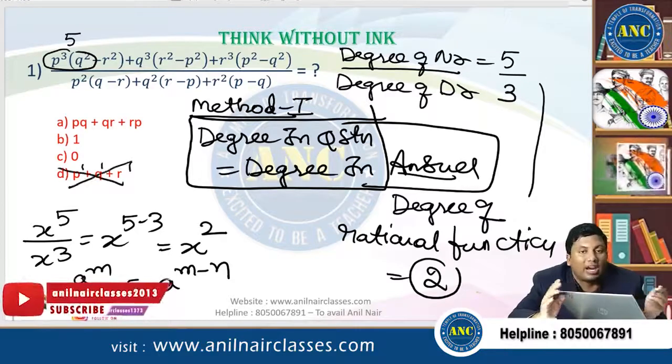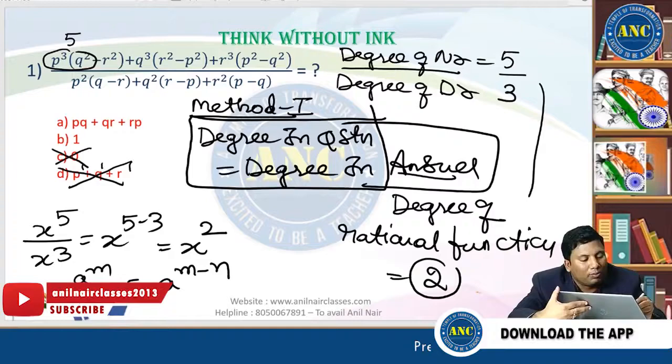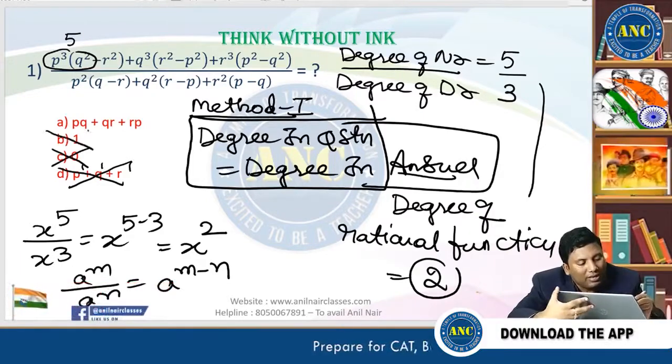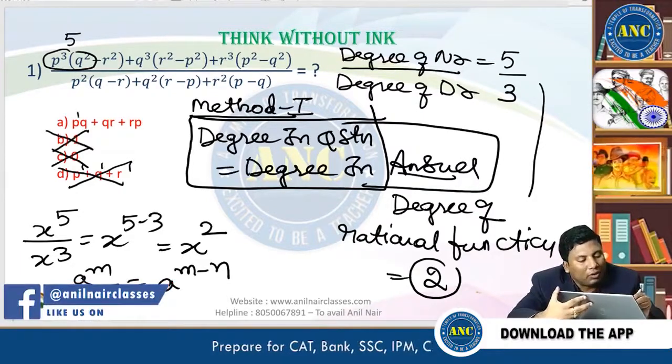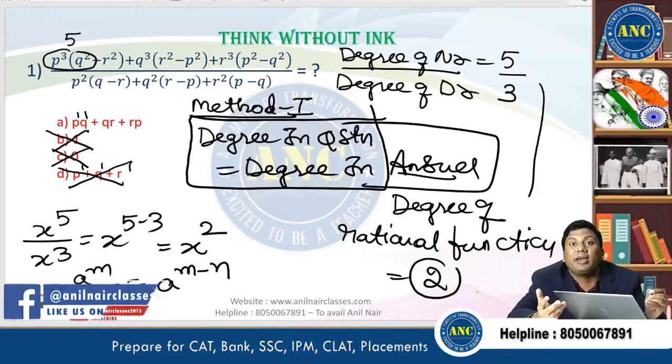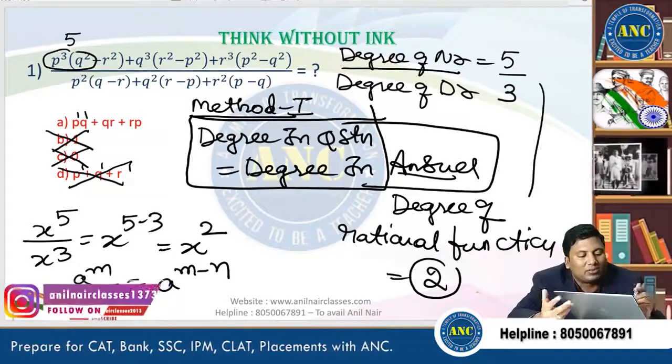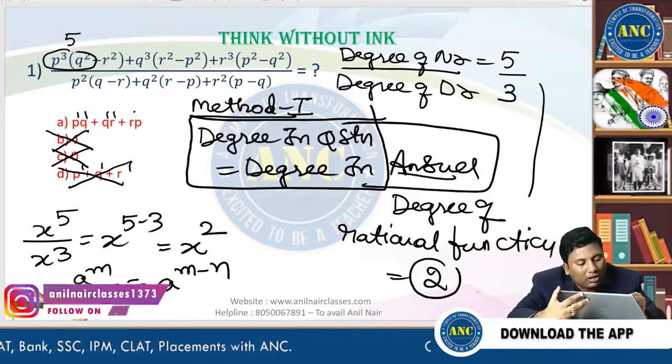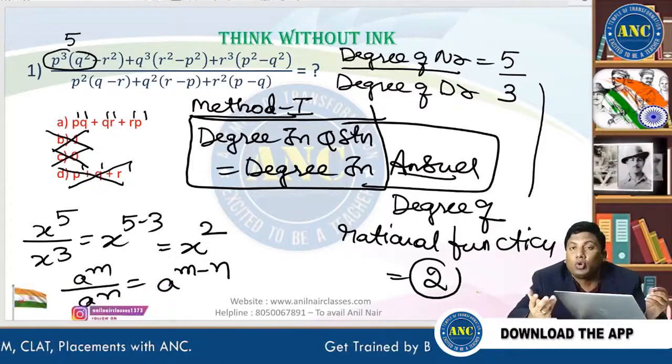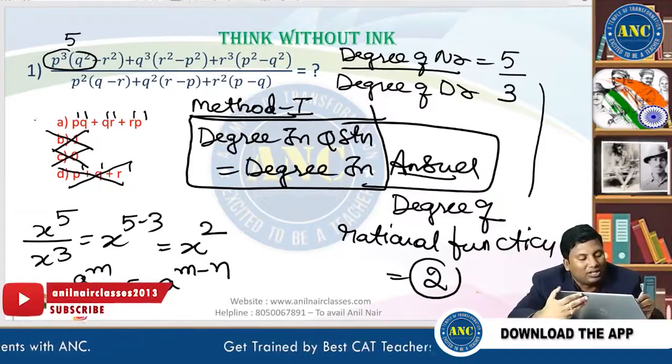Degree is 1. It cannot be 0. Zero means degree is 0. 1 means degree is 0. For PQ with powers 1, 1, if different variables are there, I will add the powers: 1 plus 1, 2. The maximum value is 2.